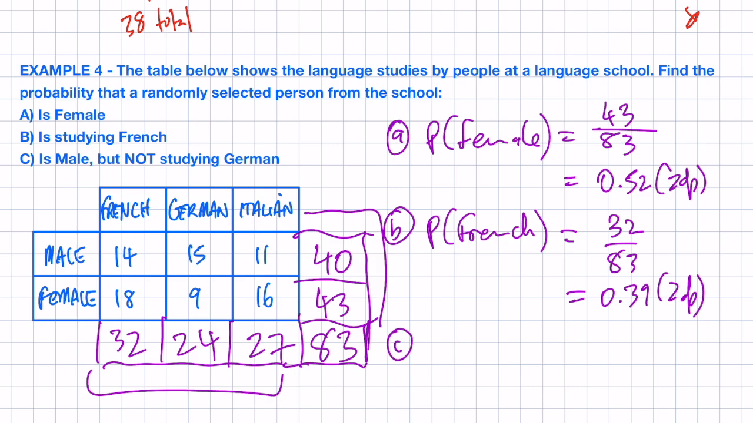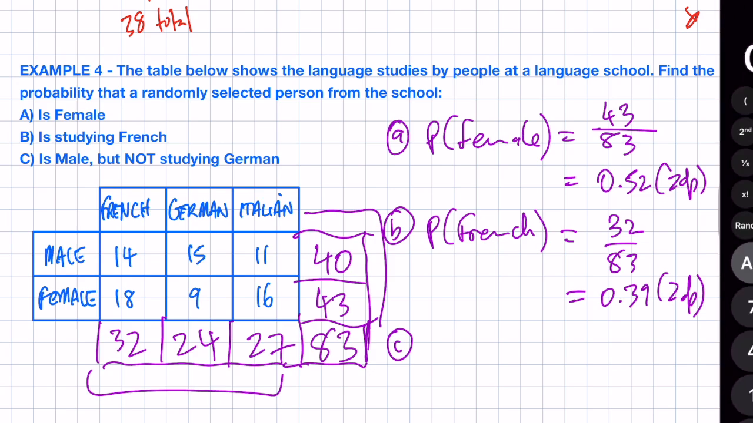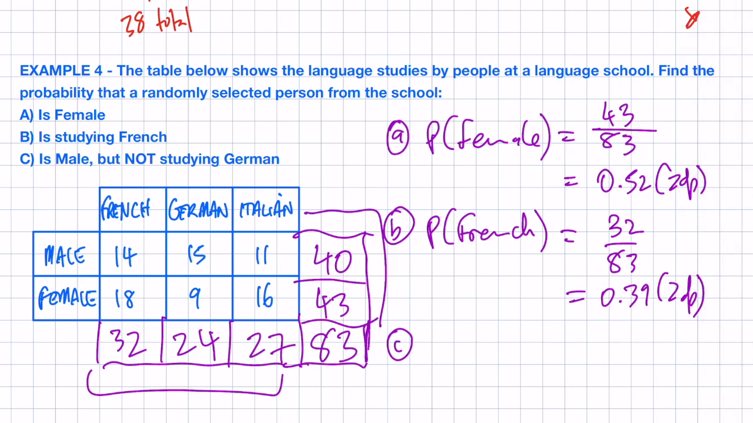C. This is the tricky part. Is male but not studying German. What part of the table am I looking at? Male, French, and Italian. So I need to look here, this column, and here. So I need to add the 32 and 27, which would be... No, you wouldn't do that, it's only males. There's female as well. Oh, yes, I see. So 14. It's just 14. Okay, you got me.